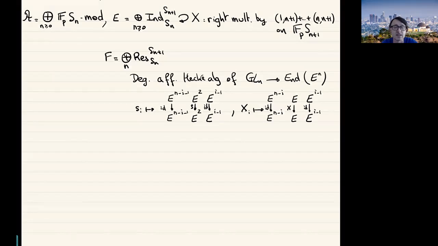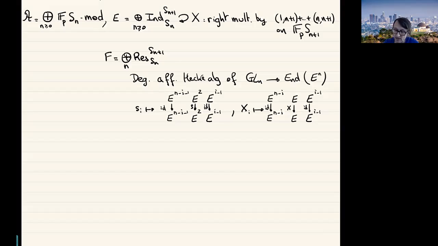Those small si and Xi's: the small si's will generate a symmetric group, they satisfy the defining relations of the symmetric groups. The Xi's commute, and si and Xj don't quite commute. And we get these degenerate affine Hecke algebra relations. Okay, so that's again a classic topic.